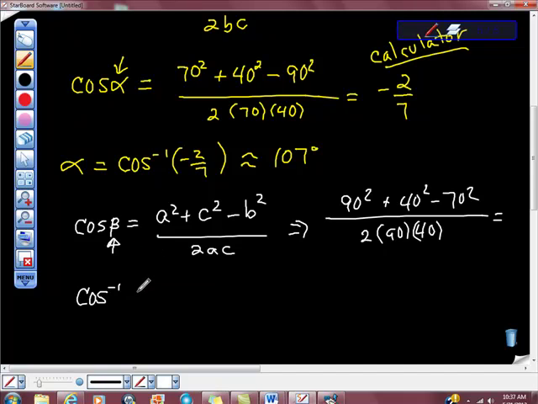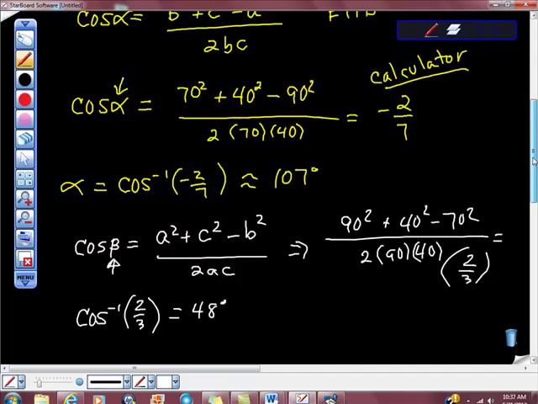When we did this math, what did this work out to? It works out to about 2/3. So the inverse cosine of 2/3 is equal to about 48 degrees. So about 48 degrees there.